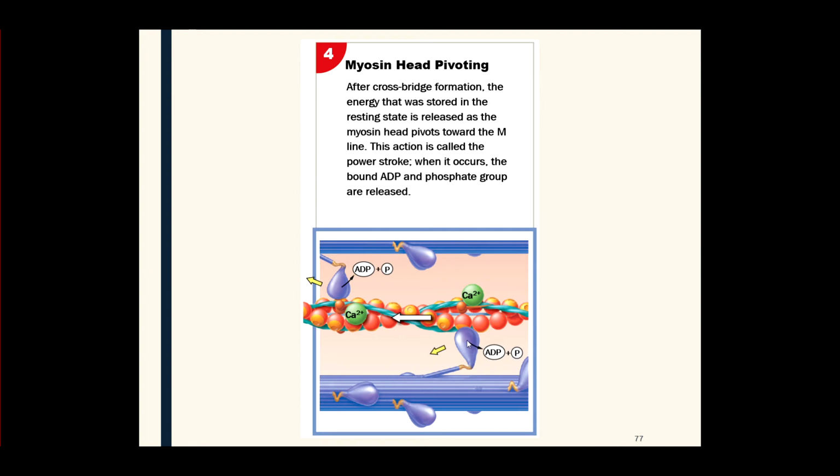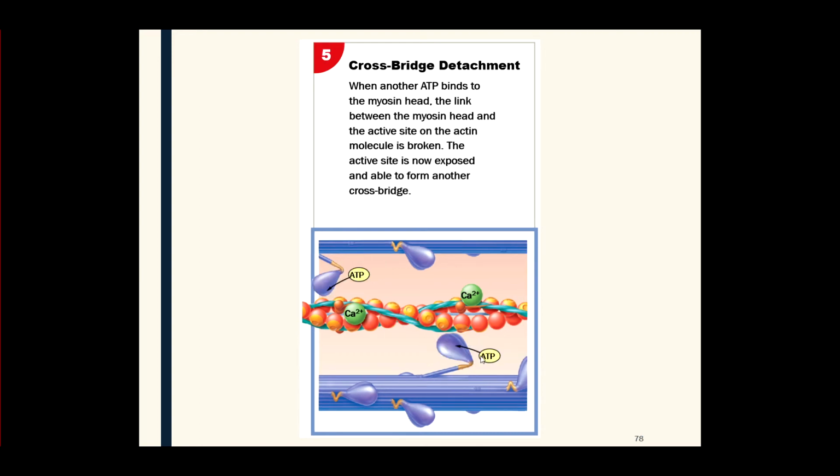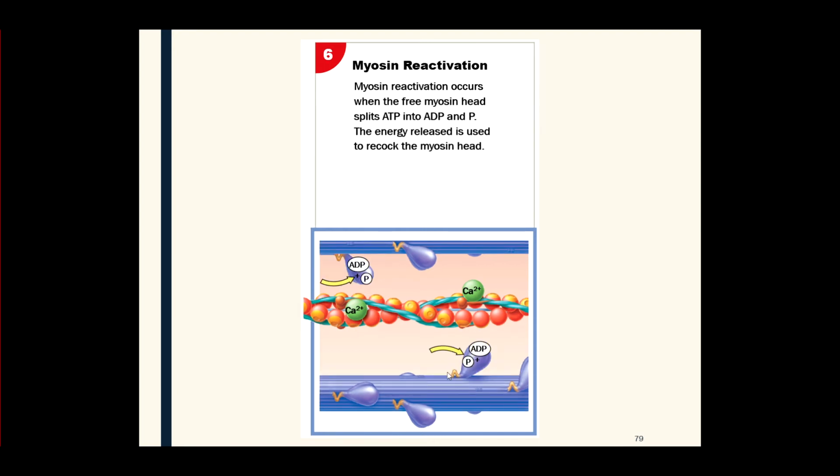That's just thrown off. So now this makes this available for a new ATP to jump on. That causes detachment. Once this new ATP jumps on, that causes detachment. This is going to split into ADP and phosphate, and that cocks this into the ready position for this to happen all over again. All right, and that's the contraction cycle.